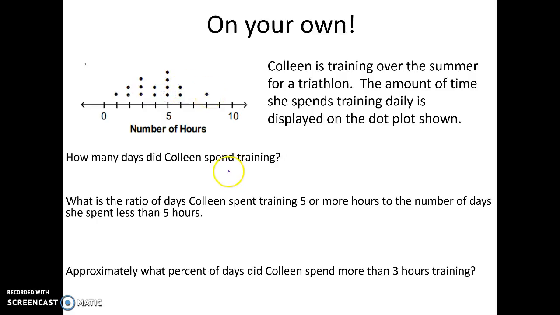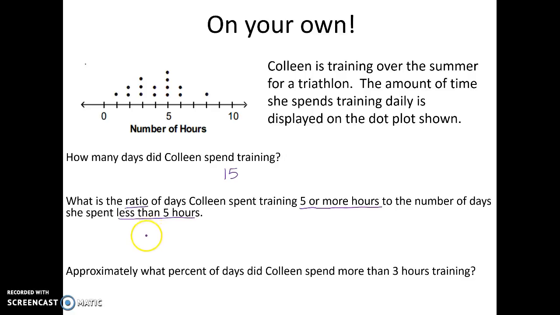So there's 15 dots, and it tells us that each dot is represented by the number of hours she worked out one day. So we're going to go on to the second. It says, what is the ratio of days that Colleen spent training 5 or more hours to the number of days she spent less than 5 hours?